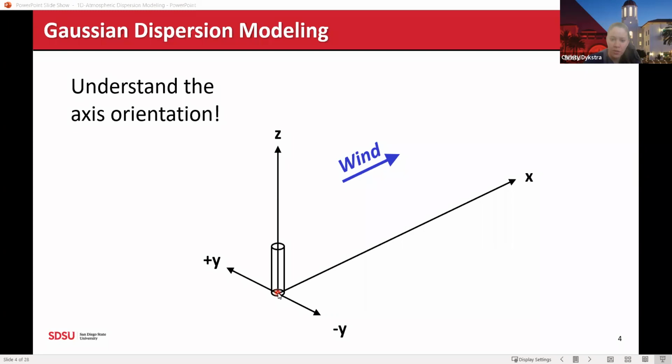All right, so we talked a little bit about the axis orientation. So our 0, 0, 0 point is right at the base in the center of our stack. And we have X in the direction that the wind is flowing. We have Z in the upward direction. And then we have Y and negative Y to the left and right, respectively, if we're facing the downwind direction. So once we understand this, we can start digging in.